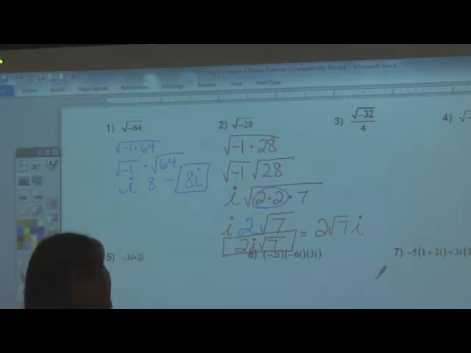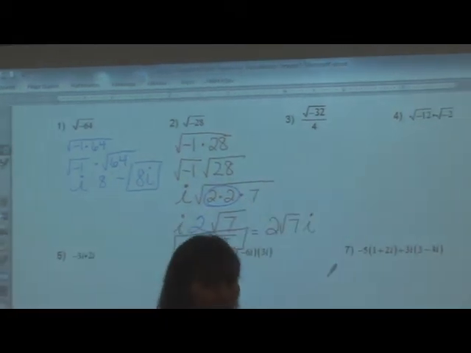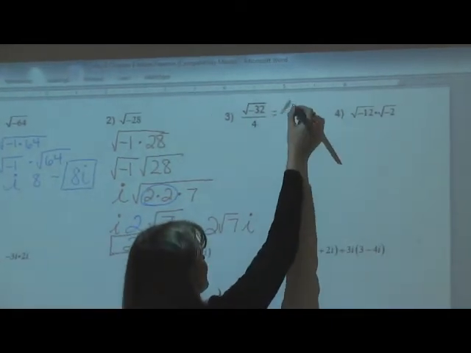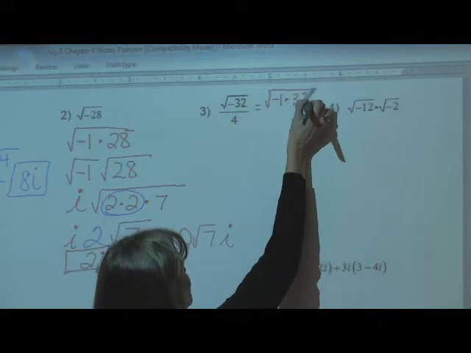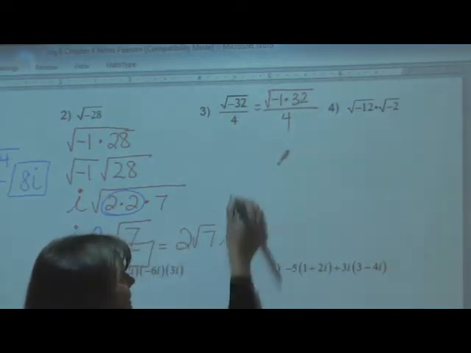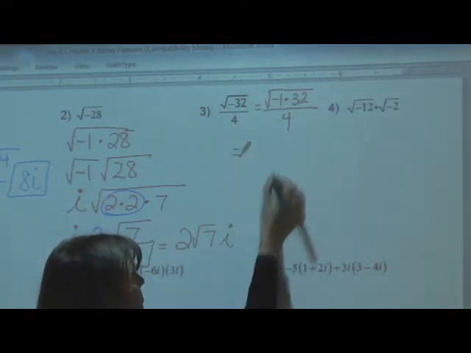So moving on, we've got a fraction. Same thing, no big deal. It's still the same process over and over. This is the square root of negative 1 times 32 over 4. And I'm going to continue to break it up.